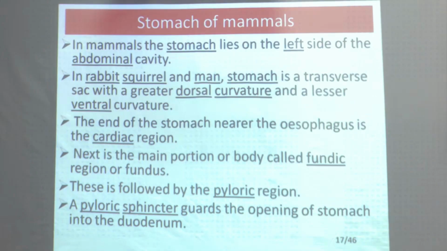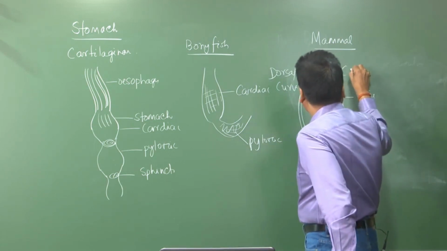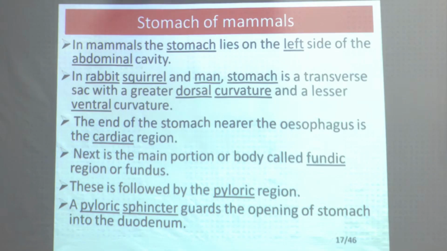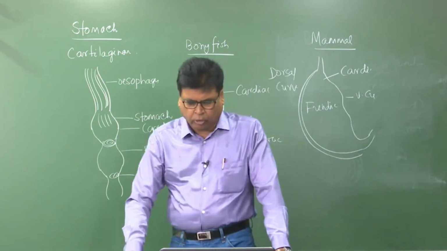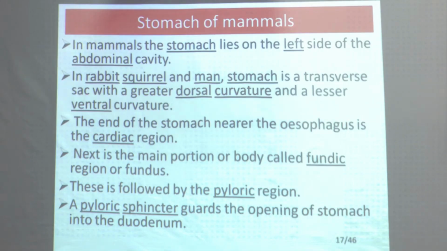Number 2, the end of the stomach nearer the esophagus is the cardiac region, the region connecting to the esophagus. The next part is the main part, known as the fundic part or fundic region, also called the fundus, followed by the next region, the pyloric. The pyloric is always a narrow region.